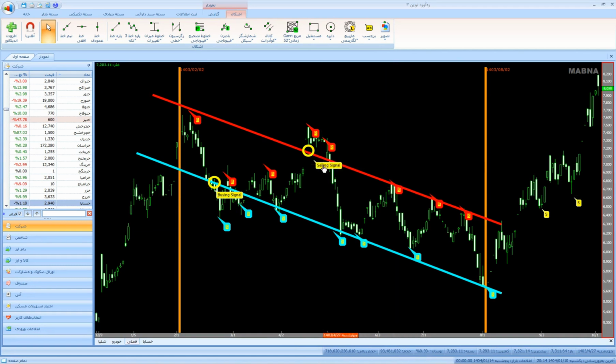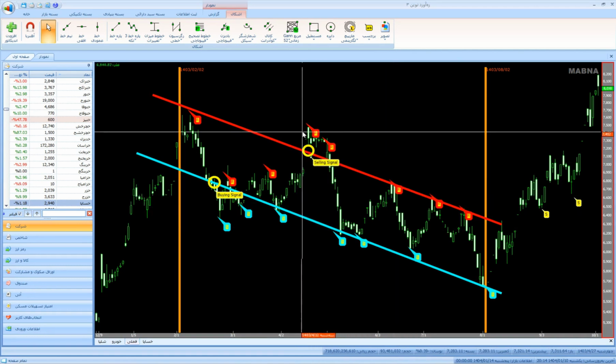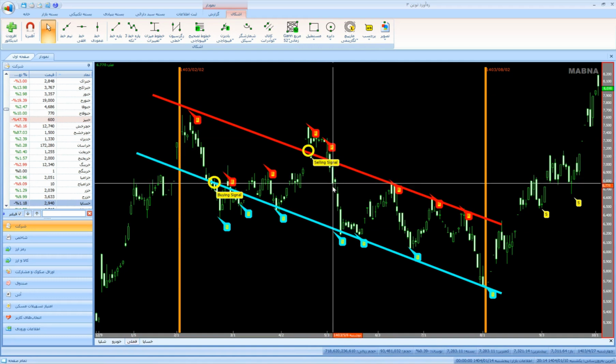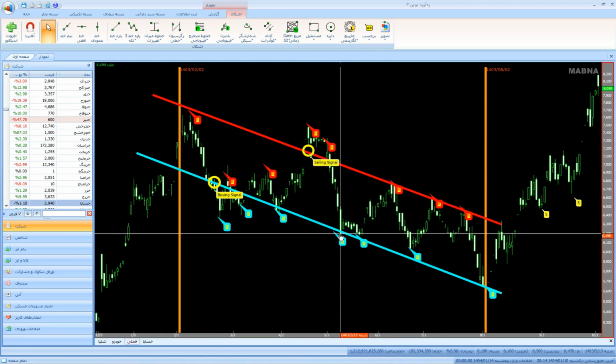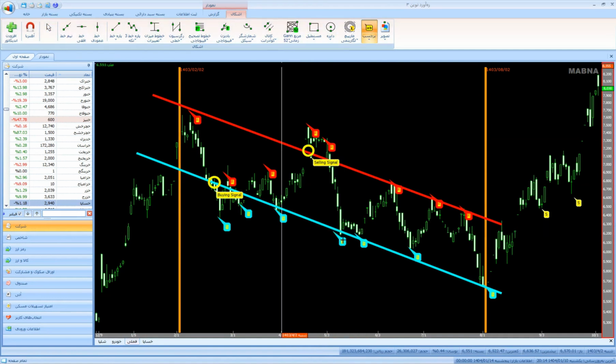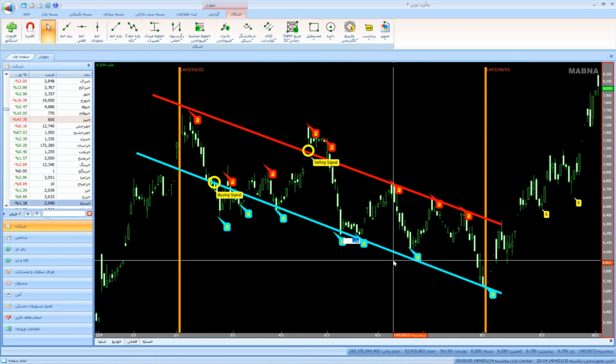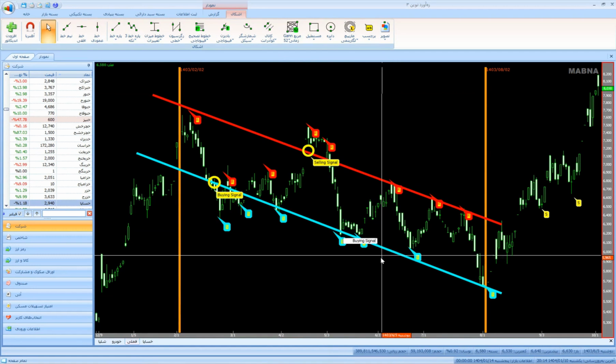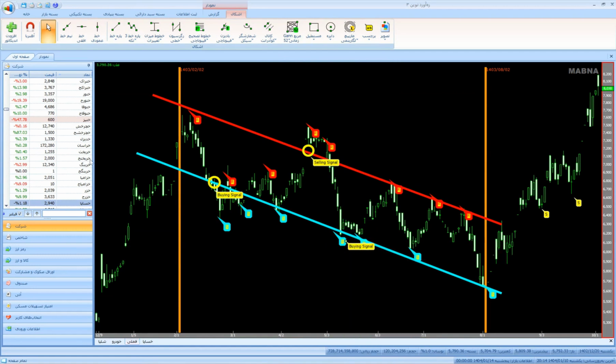Well, this area is my selling area, and after that, the chart fell and came back from a certain area and hit the bottom of the channel. I can proceed to buy the stock again at the bottom of the channel. So in this area, I can have a buying signal again. Buying signal? Well, I got a buying signal in this area.